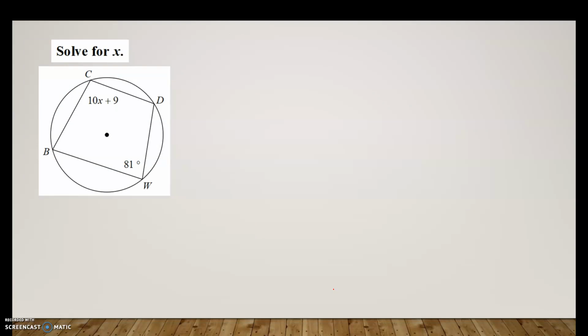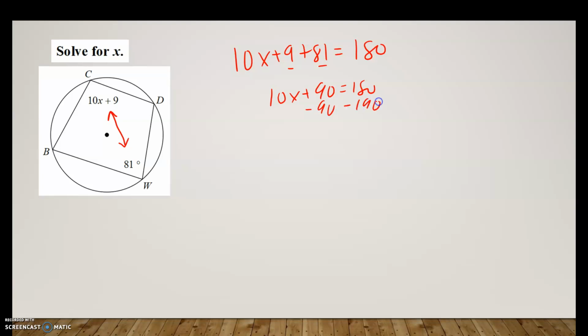And this one, solving for x, it's an inscribed quadrilateral. So again, I know that opposite angles here are supplementary, they add to 180. So I'm going to add this up. 10x plus 9 plus 81 is equal to 180 degrees. These two are going to add to be 90. Subtracting 90 from both sides, I'm going to get 10x is equal to 90, which means x is equal to 9.